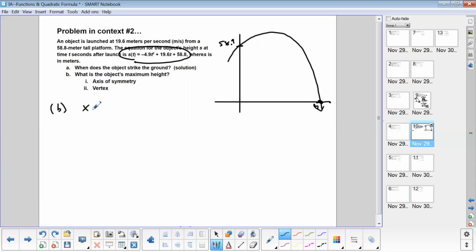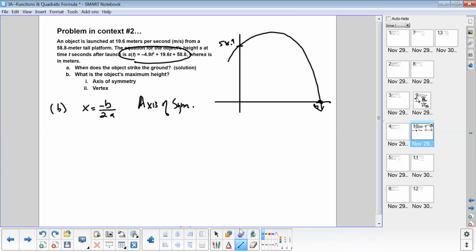The axis of symmetry is x equals -b divided by 2a. The axis of symmetry is the x component of your vertex. And the axis of symmetry is going to be a vertical line that divides this into two symmetrical pieces. So just with my sketch, ballpark it, it's going to be somewhere right in here.